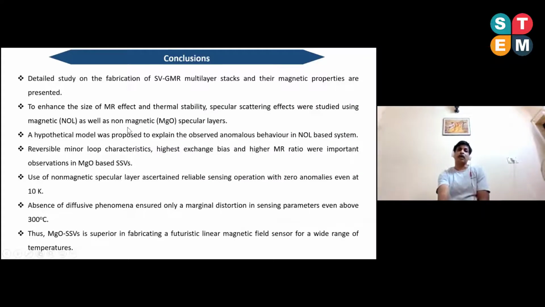So what we have concluded here is that we have made multilayer stacks and measured their magnetic properties. We have studied the scattering effect with two types of layers: nano oxide layers and magnetic oxide specular layers. We have given a hypothetical model to understand why at low temperature the nano oxide layer shows anomalous behavior. In the case of MgO, we observed a reversible minor loop, higher exchange bias and higher MR ratio, which is very important for these MgO systems, and this MgO system doesn't have any anomalies.